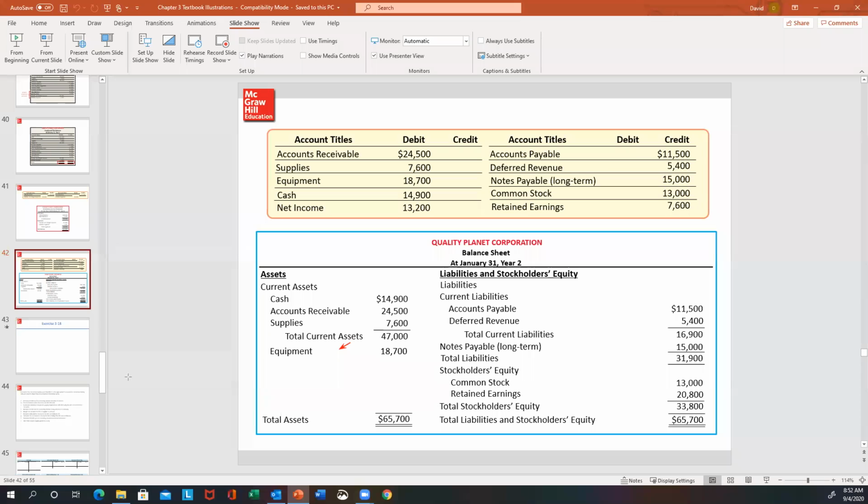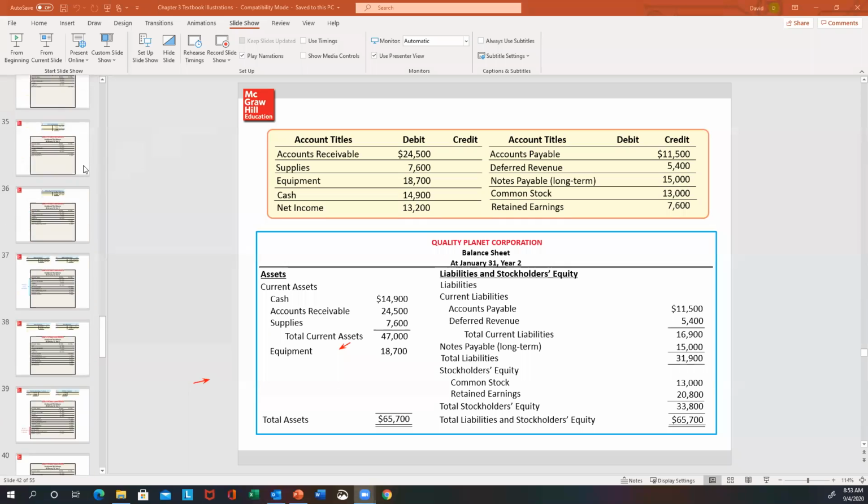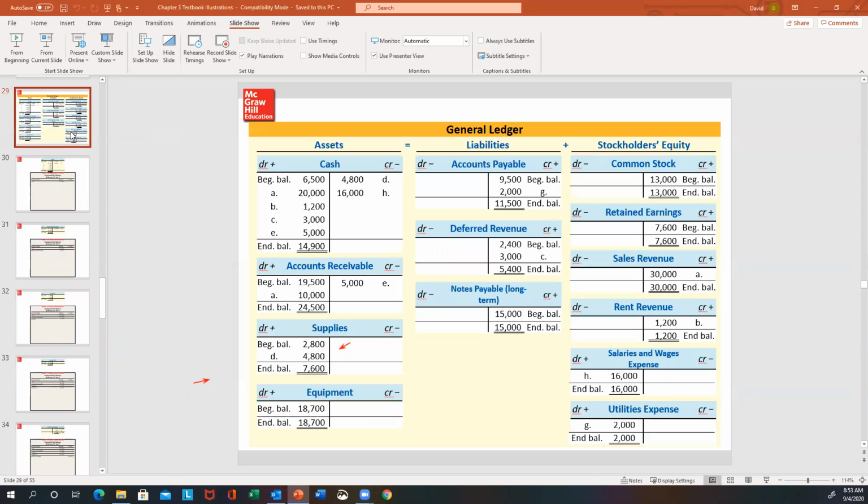And on this one, finally, here is all of your assets listed, total assets of 65.7. You've got, in this case, current liabilities. You got accounts payable and deferred revenue, two of them. So the total current liabilities, you have a long-term debt of 15, total liabilities of 31.9. And of course, you had common stock of 13,000. And then they didn't show you in this one, but you had retained earnings of 7,600. That would have been like a beginning balance. But if you go back, let me just go back and show you that retained earnings from your T account for a moment, just so you can see where that's coming from.